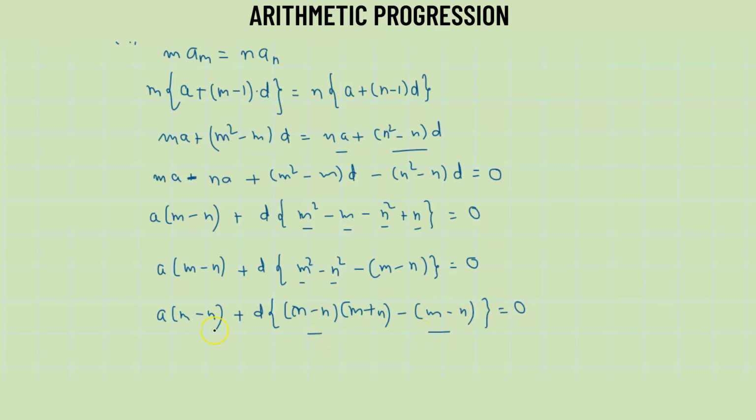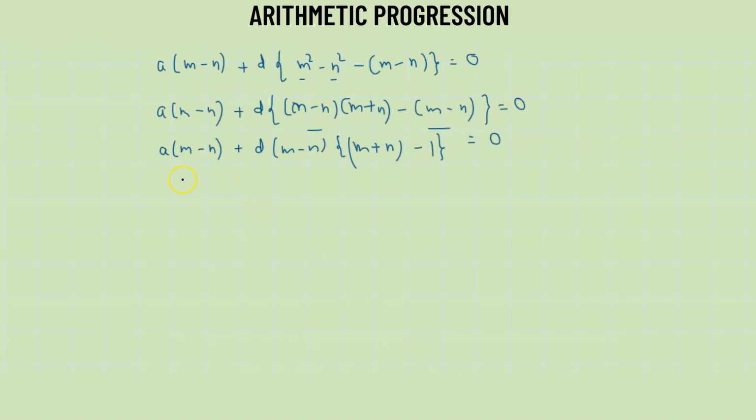So we'll factor out m minus n here. So here we have a times m minus n plus d times m minus n, all multiplied by m plus n minus 1. So this is equal to 0. Now factor out m minus n from the two terms. We have m minus n multiplied by a plus d times m plus n minus 1, whole thing equals 0.